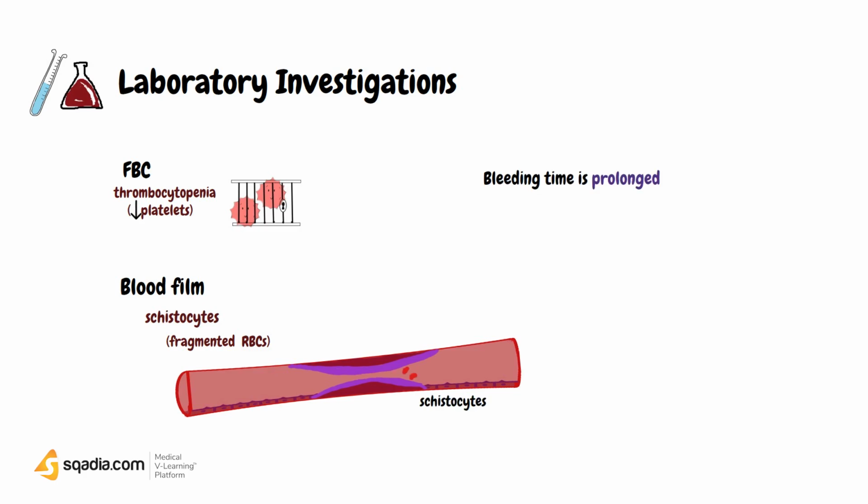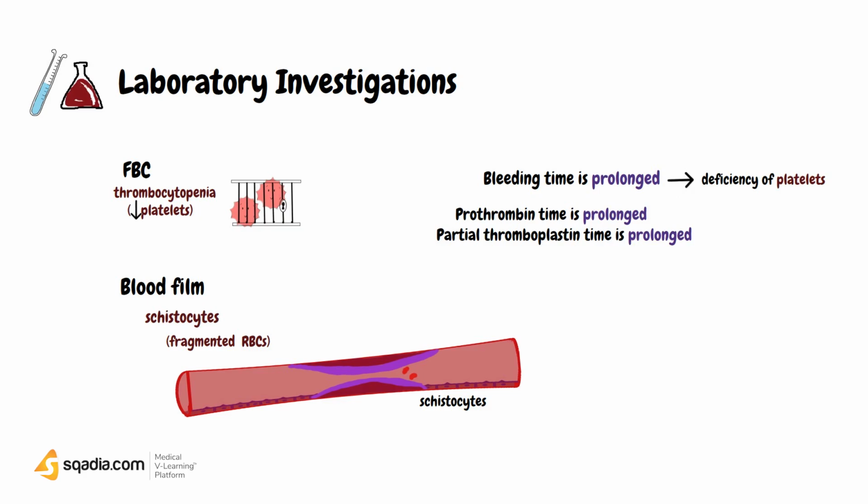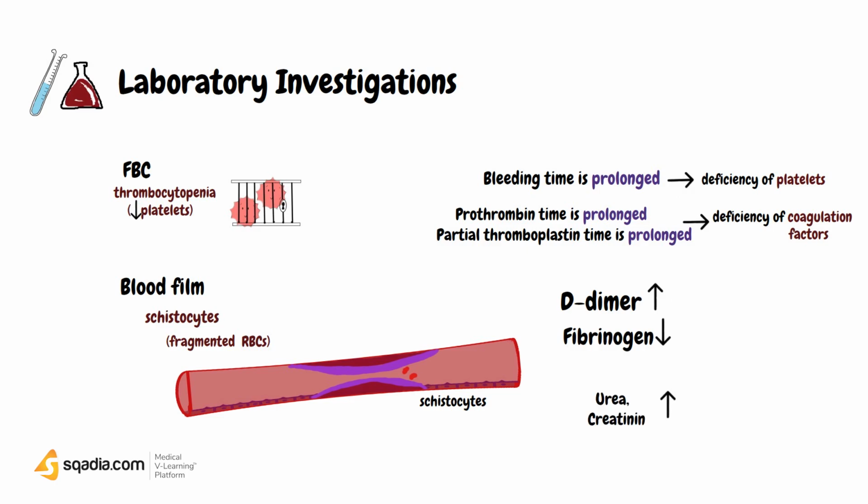Bleeding time is prolonged. This indicates the deficiencies of platelets. Prothrombin time and partial thromboplastin time will also be prolonged, indicating low levels of coagulation factors. Again, why? Because they are being used up in clot formation. D-dimers will be significantly raised and there will be low level of serum fibrinogen as it is being used up in clot formation. Now there can be raised levels of serum urea and creatinine indicating associated acute renal failure.